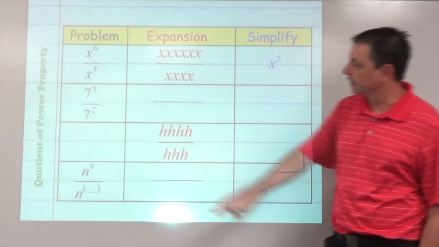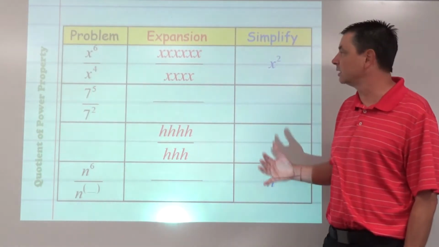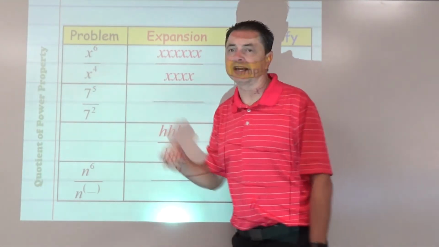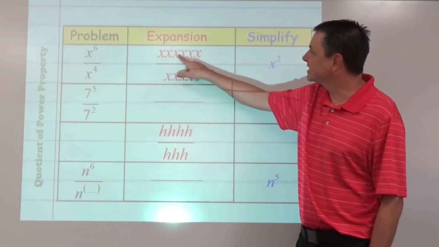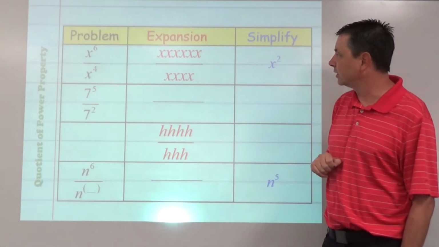All right, this time we're looking at the quotient of powers property. So same thing, just looking at a little division. Our problem is x to the 6th divided by x to the 4th. 6 x's in the numerator, 4 x's in the denominator.